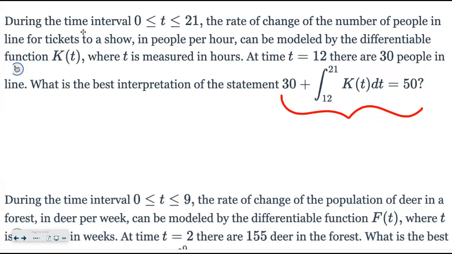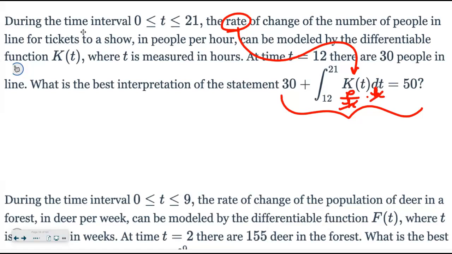So this says that we're looking at a 21-hour period at the rate of change of the number of the people in line. This is really important because what they're giving you right here is a rate of change. It's measured in people per hour. I would put a label on that either in your brain or on the paper. And then our change in time is an hourly change. These would cancel each other out.